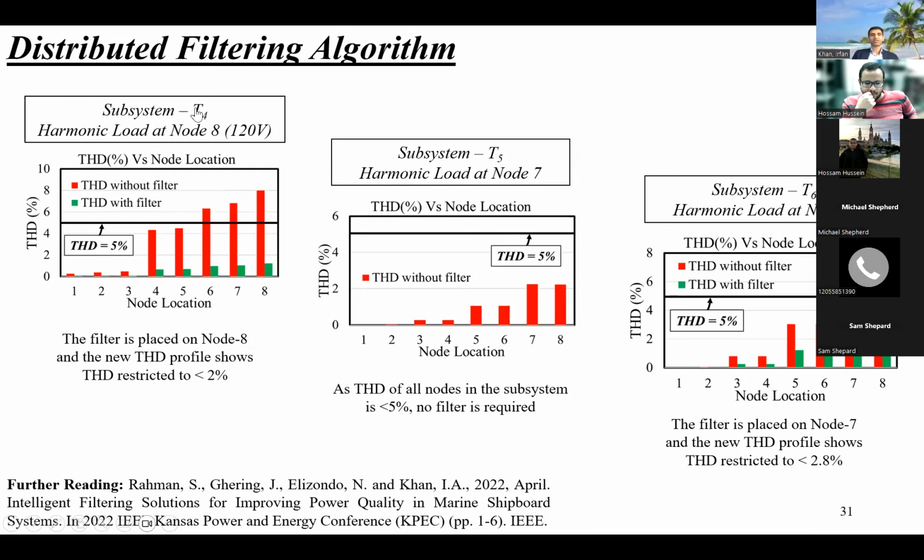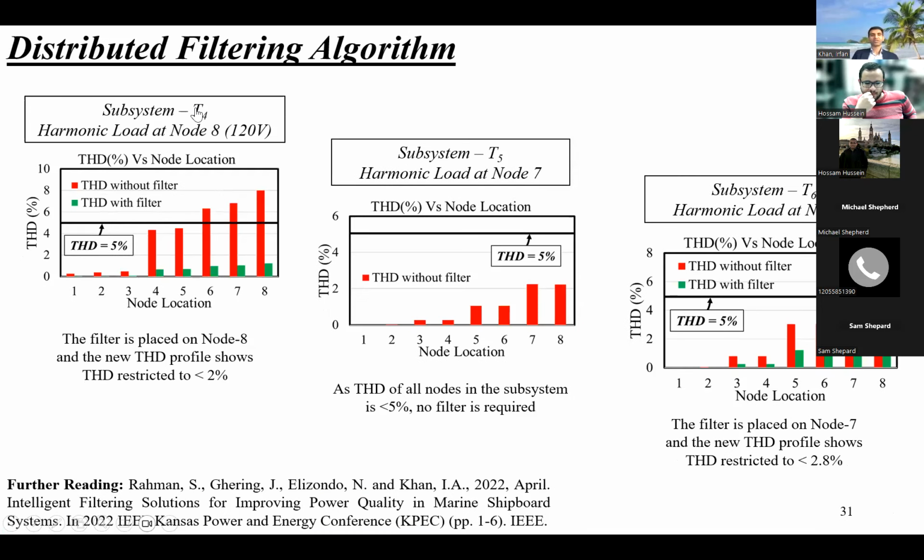And similarly for subsystem 4, subsystem 5, and subsystem 6. The filter is placed on node 8 because the harmonic load was placed at node number 8 and THD was more than 5%. In subsystem 5, THD is less than 5%, so we did not include any filter. In subsystem 6, the harmonic load was placed at node 7 and THD was more than 5%, so we placed a filter at bus number node 2.